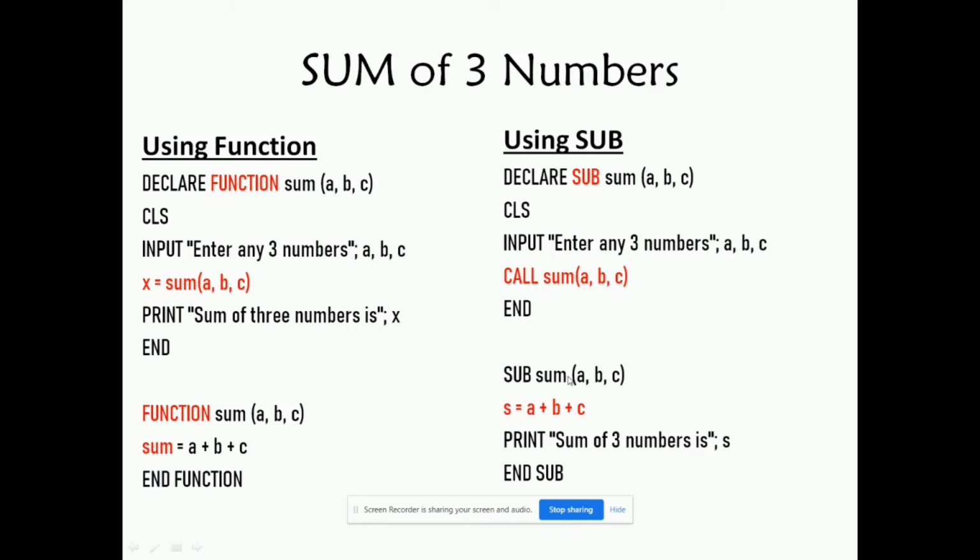So end. Now sum a comma b comma c, instead of function, we have written here sub. Now sub procedure does not return a value. While returning a value, we should use the name of the function. But sub procedure does not return a value, so we cannot use this name sum. Instead of that, we can use anything else. So I have written here s equals a plus b plus c, and this does not return a value, so we have to print that value. Sum of three numbers is, where s, and then end sub. This end sub also ends here. After finishing this calculation, it will go back to the main module from where it called this line, and then after that end, and the program will end here.